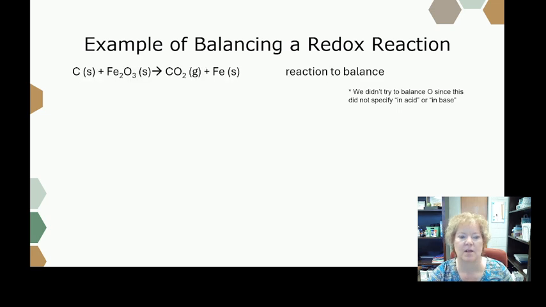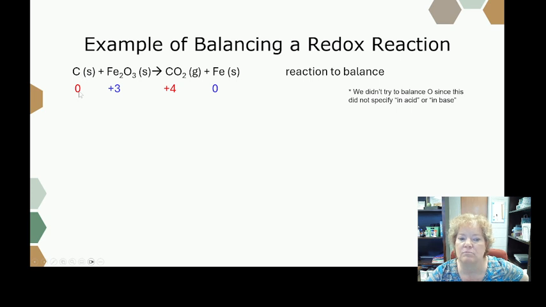All right, so I'm given carbon plus Fe2O3 solid makes CO2 gas plus Fe. I give you that reaction. If it didn't say anything about in acid or in base, which was frequent, we're going to now work on assigning the oxidation numbers. Note that I didn't assign the oxygens because it's oxygen within a compound, I can assume it's -2. So since it's not changing, I didn't show it.